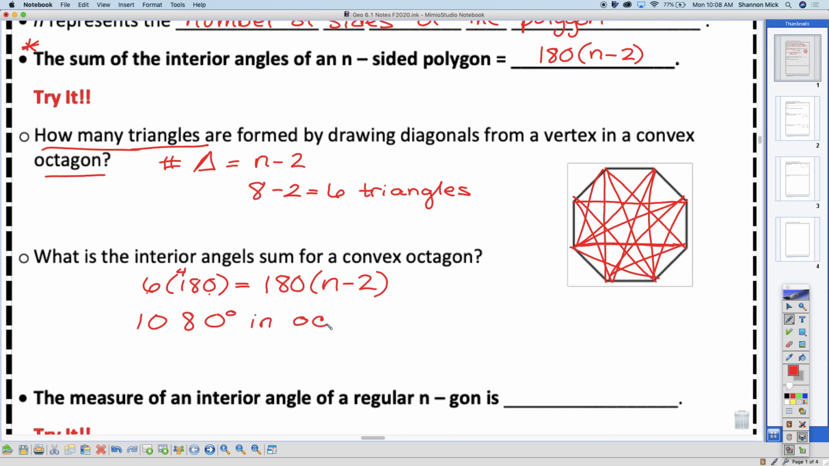That seems like a lot. But if you think about it, there's 6 triangles that can be formed in there. I did 180 times 6. So that would work for every octagon. 6 times 0 is 0. 8 times 6 is 48. So 8, carry a 4. 6 times 1 is 6 plus 4 is 10. Okay, yes, in every octagon, if you add up all the inside angles, the total will be 1,080.